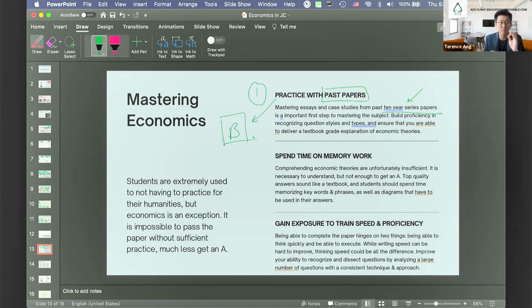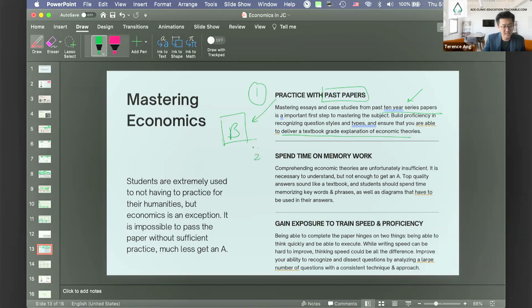And proficient means you must be able to recognize, hey, what does the question want from you, right? What do the questions mean when they say this? What does the marking requirement mean? And you need to make sure that when you practice, you can deliver a textbook grade explanation of economic theories. Not necessarily identical to the lecture notes, but close enough. It needs to be very rigorous. Rigorous means details written in an economic fashion. And economic fashion means the paragraph that you write has to be something that a non-econ student cannot say. If what you write a non-econ student can say, then it's not economically rigorous. Okay? So practice with past papers, number 1.